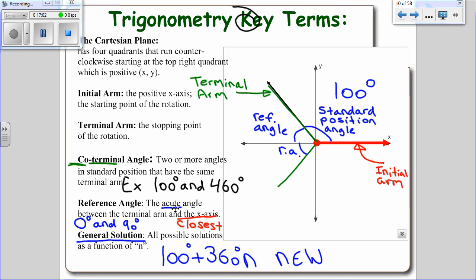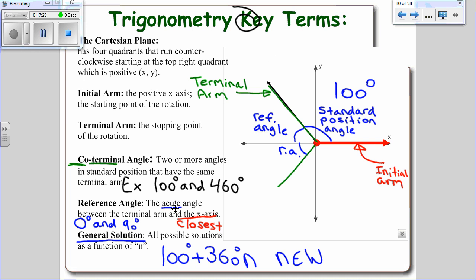N is just a number you could pick. It's how many circles you want to do. If I want to spin around 3 times, then I'd say n equals 3. So if I wanted to get to 460, then I would make n equal to 1, because it'd be 1 times 360, that's 1 circle. If I wanted to do 2 circles, I'd go 2 times 360 plus 100. They would always be getting me back to that same spot. No, you just put n.